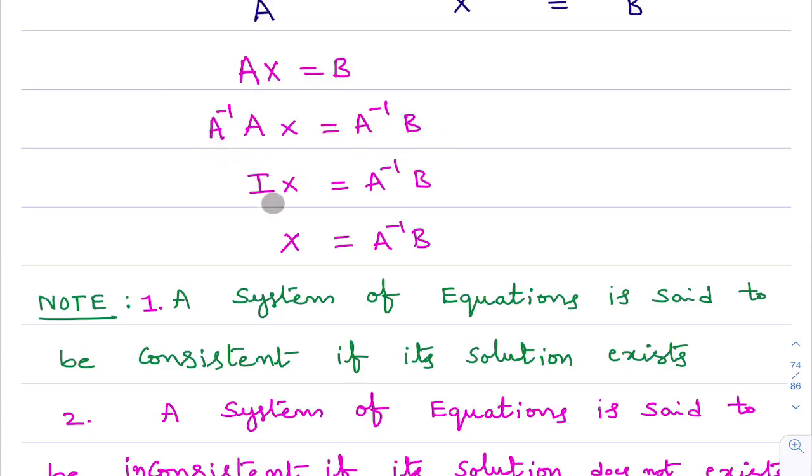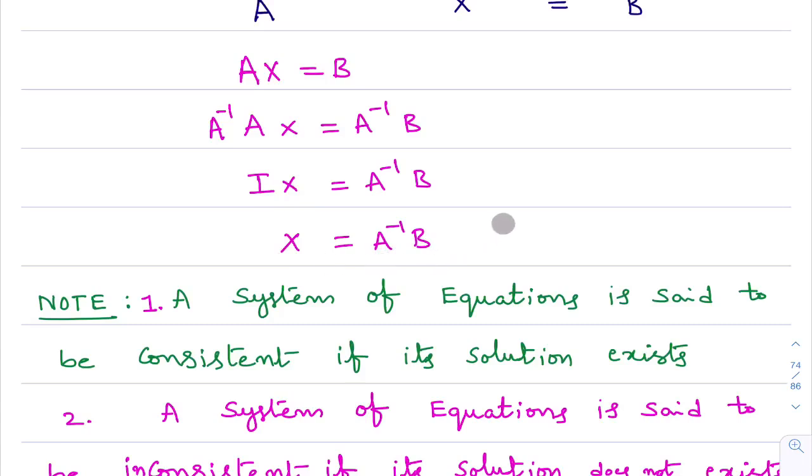Okay, now I got Ix equal to A inverse into B. Ix, we know this property, Ia equal to Ai equal to A, right? Ix equal to Xi equal to X. So we know that Ix is same as X. X equal to A inverse into B.